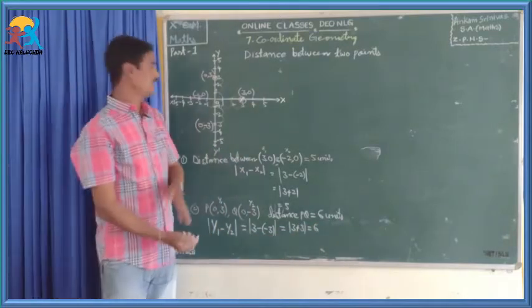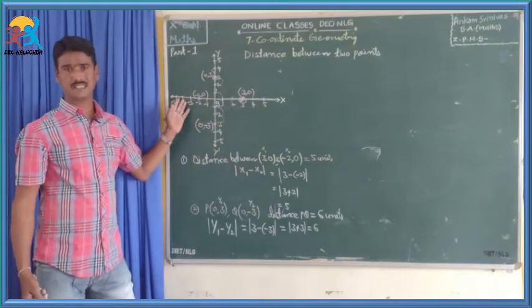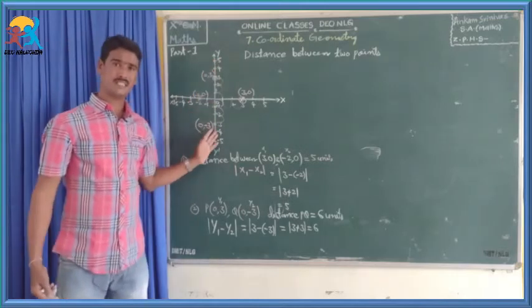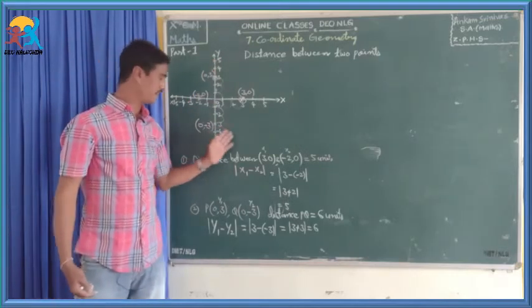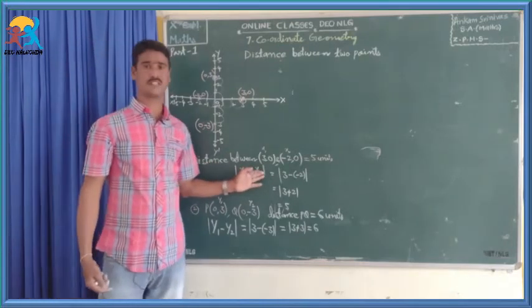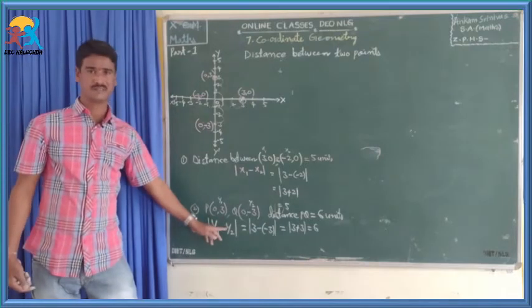So dear children, when you take 2 points that lie on the x-axis or 2 points that lie on the y-axis, you can find the distance between them very easily using the formula mod of x1 minus x2, or mod of y1 minus y2.